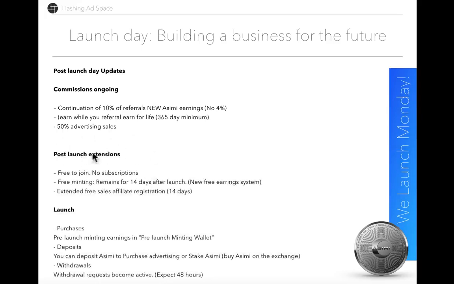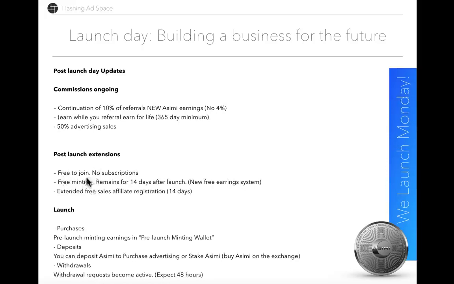Now let's talk about the post-launch extensions. Hashing Ad Space is free to join, okay? It will always be free to register an account. And there are no subscriptions. We won't be charging a subscription for you to remain involved in Hashing Ad Space.